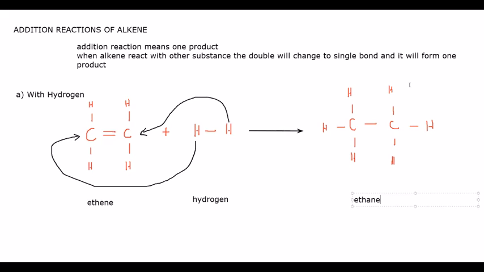If a product contains a carbon-carbon single bond and there are two carbons, we call that ethane. So in an alkene there is a carbon-carbon double bond. When it reacts with hydrogen, the two hydrogen atoms are added to the alkene molecule. The double bond will break and turn into a single bond, and the product will be an alkane. So if we generalize this equation, we can say any alkene plus hydrogen will give alkane.